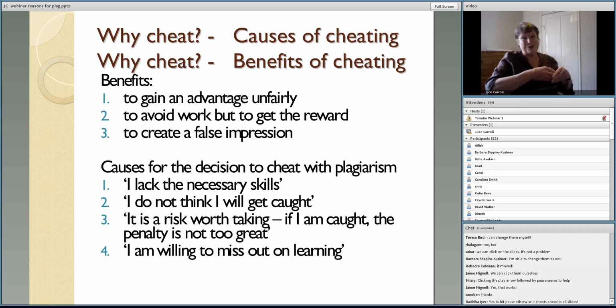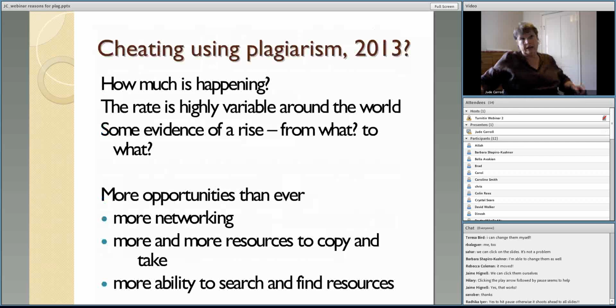And the last cause, and it's quite a common one, is they think, well, I don't care if I learn this or not. I'm willing to miss out on this learning opportunity. Now, if you look at those causes of cheating by plagiarism, it's quite interesting to think about this cheating by plagiarism in 2013. And we're going to be doing a little questionnaire. You're going to get involved in a minute, especially around this question, how much cheating using plagiarism is there around?